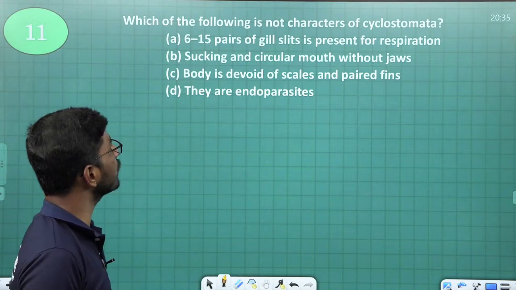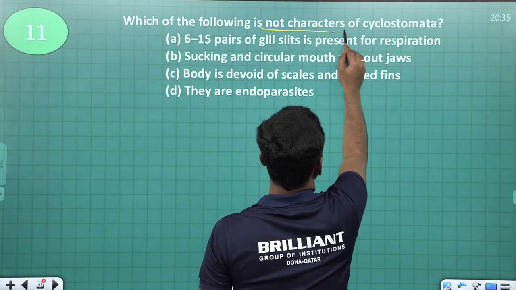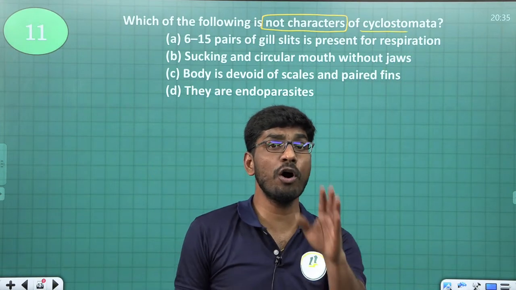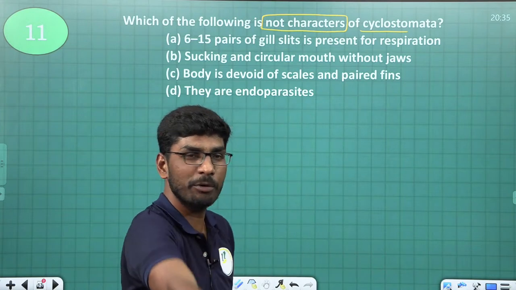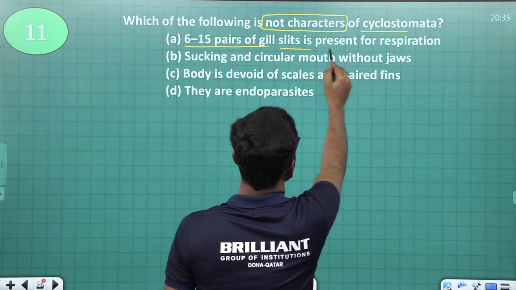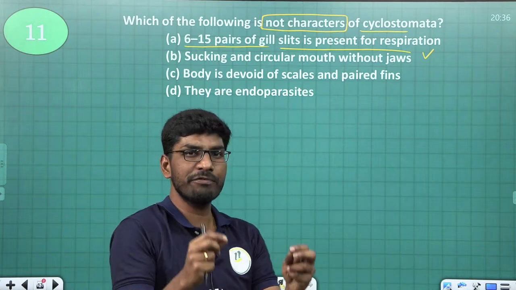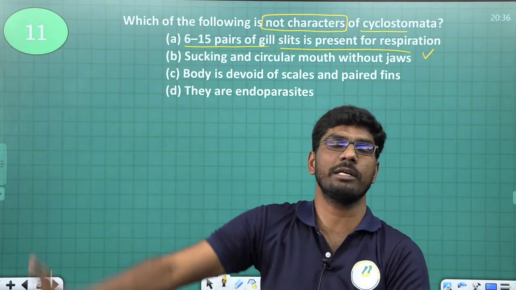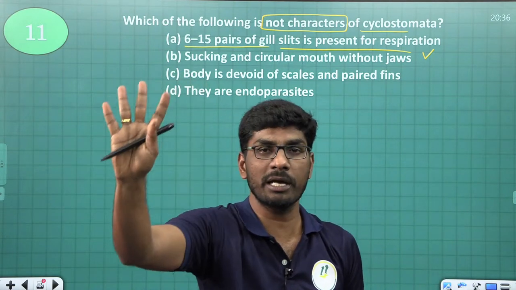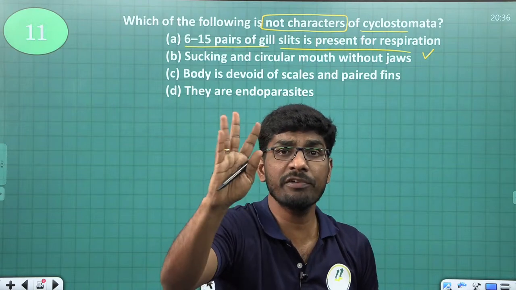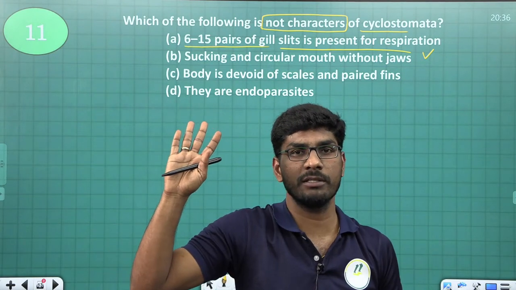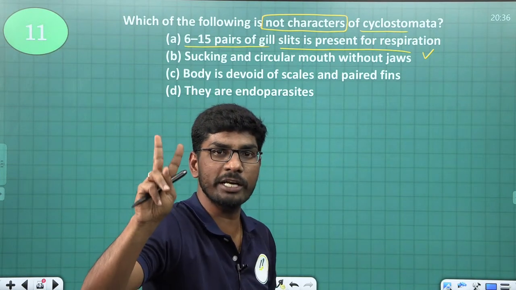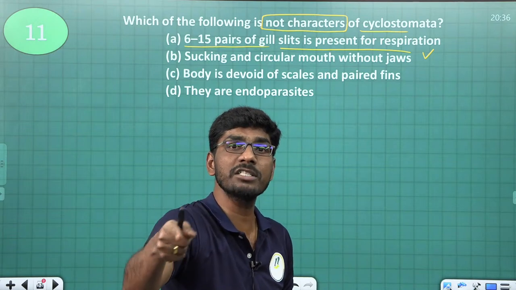Which of the following is not a characteristic of cyclostomata? It is a not character, beta. What are the four important characteristic features I said about the cyclostomata? 6 to 15 pairs of gill slits present for respiration. Right. Beta, whenever 6 to 15 gill slits is there in the question paper, Sandeep sir said, go to cyclostomata. In the entire animal kingdom, no other phylum, no other organism has 6 to 15 pairs of gill slits. Are you with me? You got my point? So directly go to cyclostomata: Petromyzon, example lamprey, and Myxine, or hagfish.